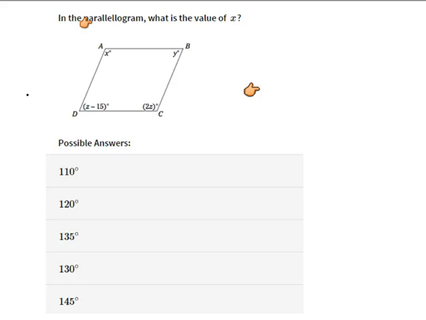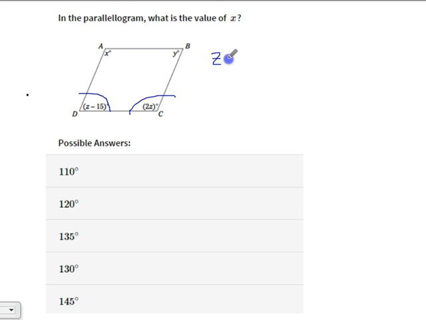So we might need to find the value of z first. So that's going to be your clue. See if you can maybe figure this out. Can you solve for z first? Well, here's two angles that are consecutive, or they're right next to each other. They're adjacent angles. What did we learn about the measures of adjacent angles? They have to add up to 180 degrees.